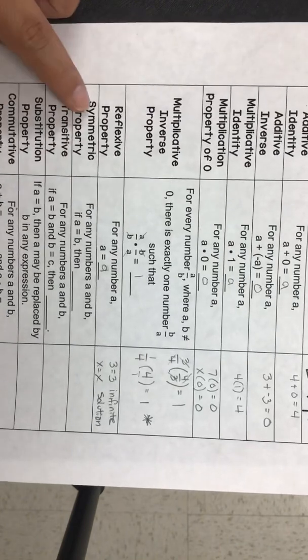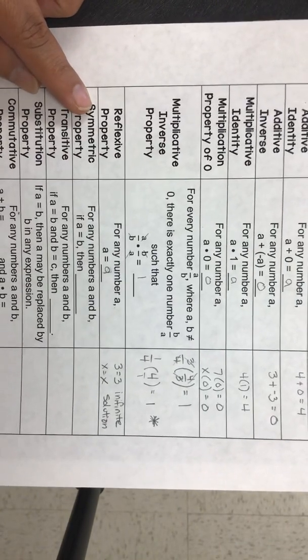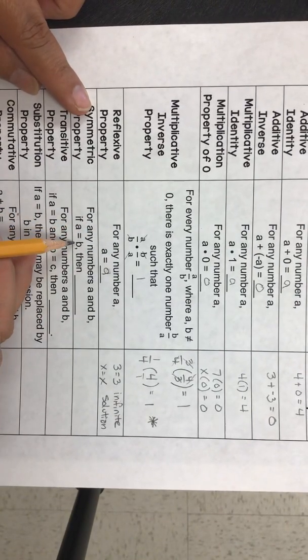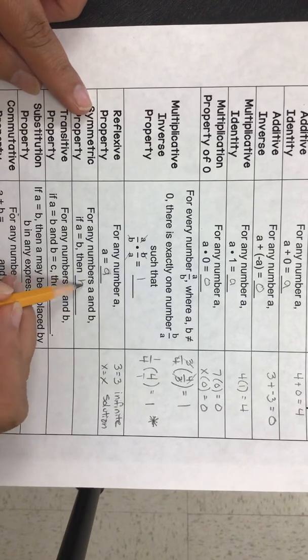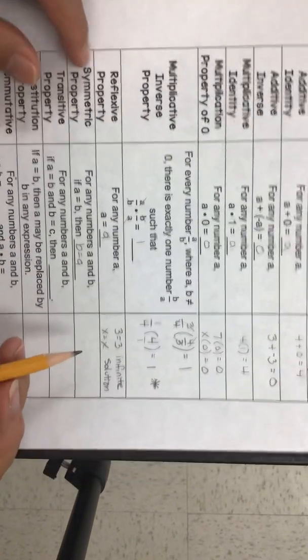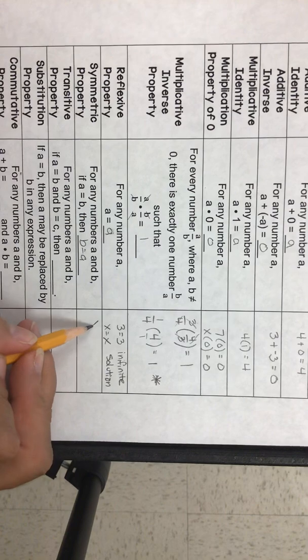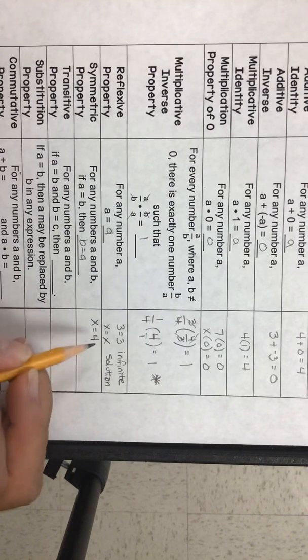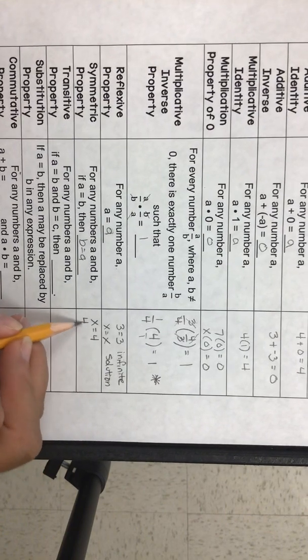On the next one, the symmetric property, what it does is change the order of things. So I have a is equal to b, and I can write that b is equal to a. What it looks like in our math class, it looks like x is equal to 4, and we can change it to 4 is equal to x.